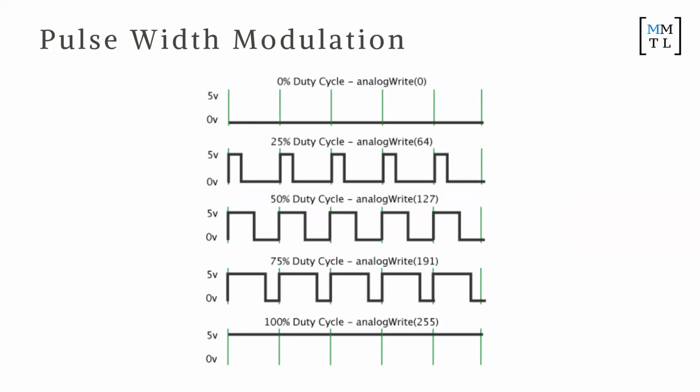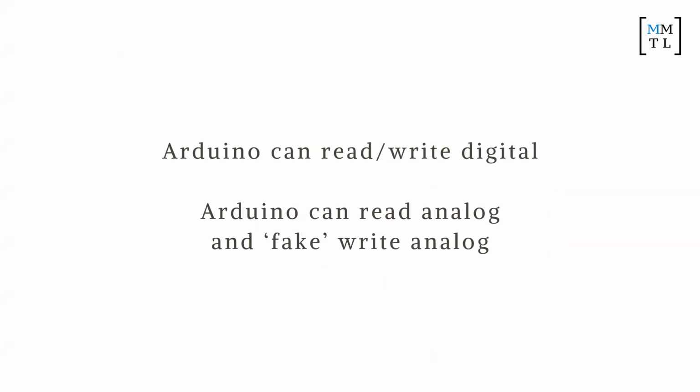But you could, for example, have a 0% duty cycle, it's just equal to a 0, 25%, 50%, 75%, 100%, it doesn't much matter, right? You can have any value between 0 and 100%. All right, now Arduino can read and write digital, so it completely deals with digital because the circuits for this are very, very cheap, right?